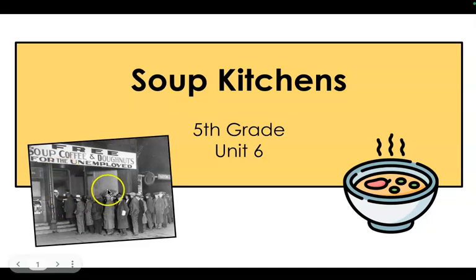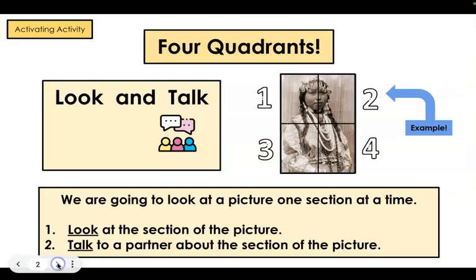So if you look carefully at the picture down here at the left, you'll see where it says soup, coffee, and donuts for the unemployed. And at the very top, the most important part of this sign is that it's free. They were giving food to the unemployed people, which were a lot of people during the Great Depression.